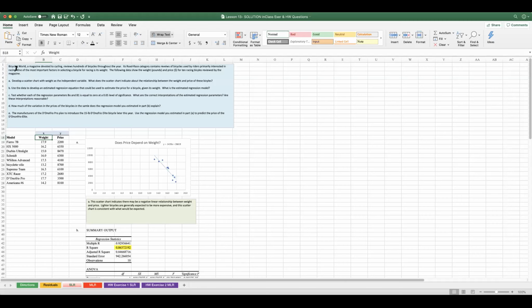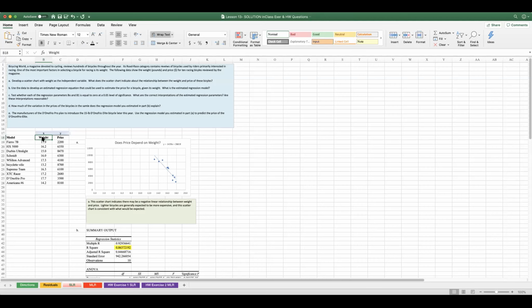Okay, so in our example, what we're looking at is Bicycling World. They're a magazine devoted to cycling. They review hundreds of bicycles throughout the year. Its road race category contains reviews of bikes used by riders primarily interested in racing. One of the most important factors in selecting a bike is its weight. The following data show the weight and price for 10 bicycles reviewed by the magazine. So first you're going to develop a scatter chart with weight as the independent variable. So weight's X on this axis. And then what does the scatter chart indicate about the relationship between the weight and the price of these bikes?